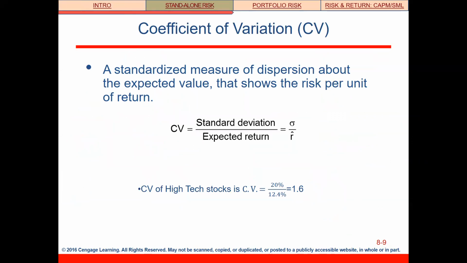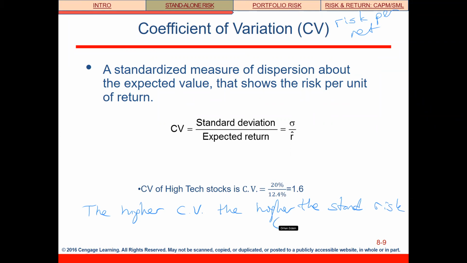So let me go back to the definition once again. The coefficient of variation is risk per return. Let me write it here too. The higher the coefficient of variation, the higher the standardized risk, which means when I say standardized, I mean risk per return. So this is basically the idea of this chapter: we measure the risk and then divide it by the return.